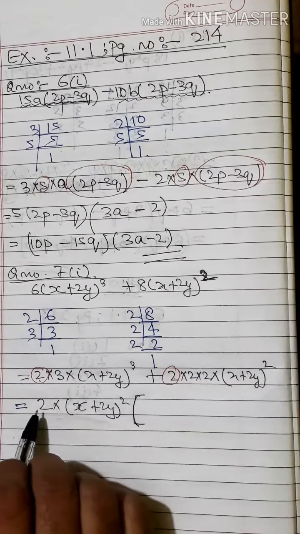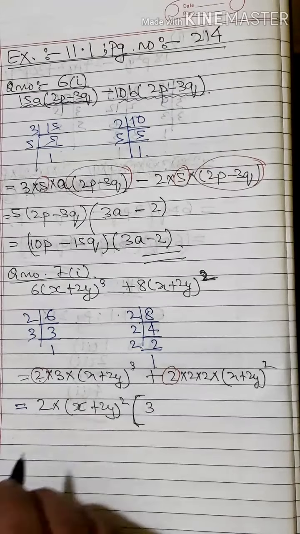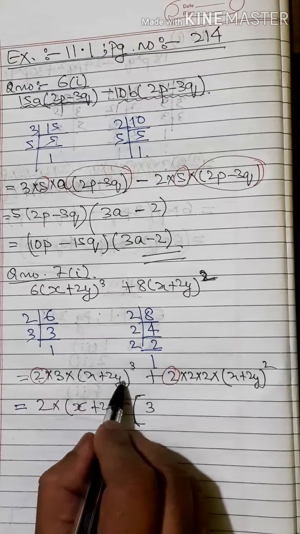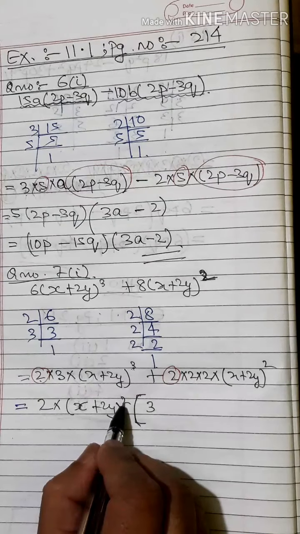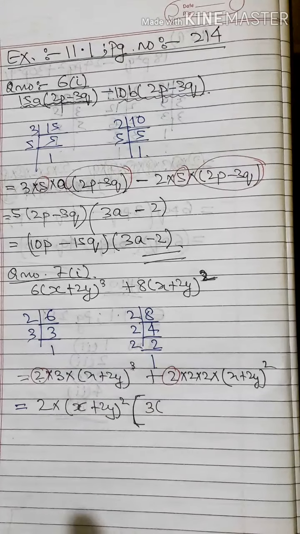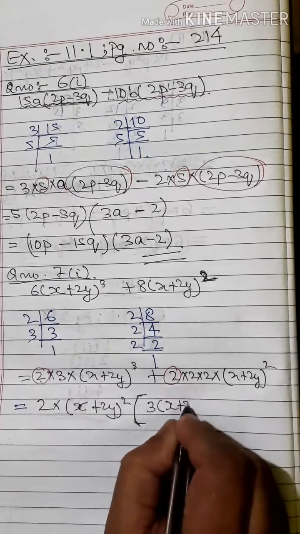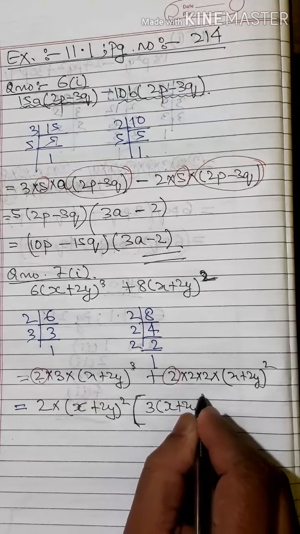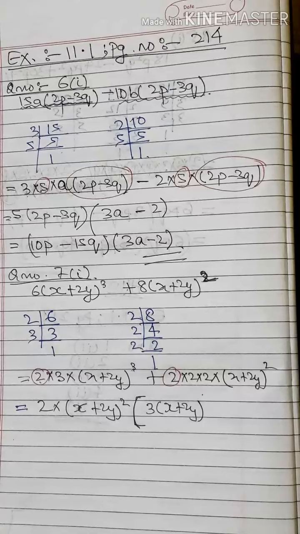So 2 we have already written outside, so what is left over here? 3 is left over here. Now out of the (x + 2y)^3, we have taken (x + 2y)^2 as common. So what will be left over here? Out of the 3, if you take out 2, what will be left over? 1. That means the power of 1. So (x + 2y) to the power of 1, you can leave it as it is, because if the power is 1, we need not write the power, it is understood.